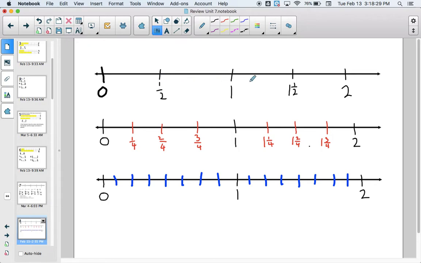So we have a number line that shows halves, a number line that shows fourths, and notice that we can do some comparing of fractions here. 1/2 and 2/4 are the same distance from 0. So those are equal fractions. They are equivalent to each other. I notice that 1 and 1/2 and 1 and 2/4 are also the same distance from 0. So those are also equivalent.